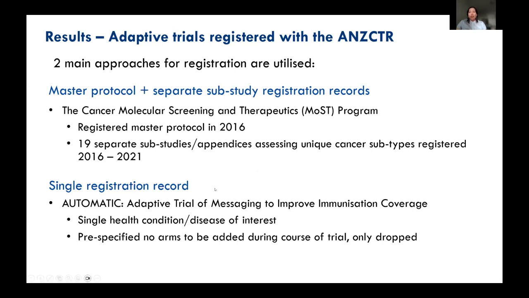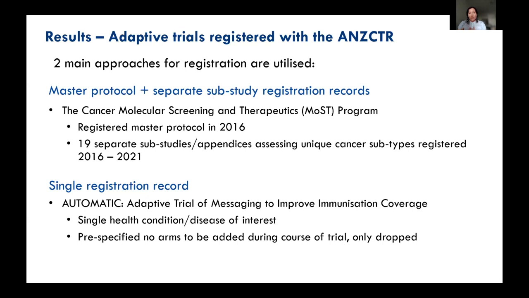The flip side of that is we do have some adaptive trials that are more finite or captured within a single registration record. A good example of this is the automatic trial, which was looking at a text messaging intervention to improve immunization coverage. We could see when this trial was submitted to us that there was only one health condition or disease of interest. The inclusion and exclusion criteria for the entire study were going to be the same across all of the arms. And they had specified in their analysis plan that they were going to start with 12 intervention text messaging arms and a single control arm.